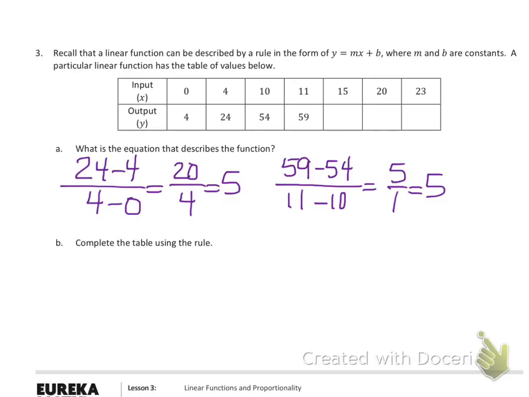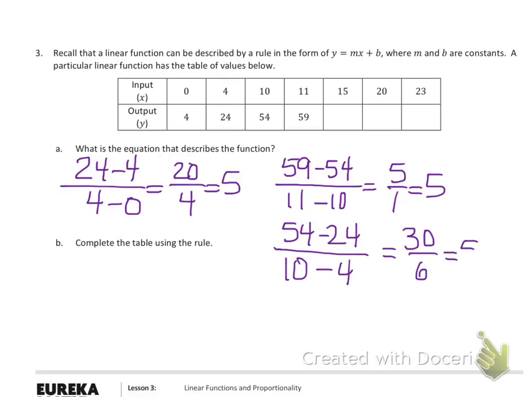So I could have 54 minus 24 over 10 minus 4. So see what I did here? The difference in y, 54 minus 24, over 10 minus 4. And that's going to be 30 over 6, which is 5. So it looks like our slope, our rate of change, is 5.